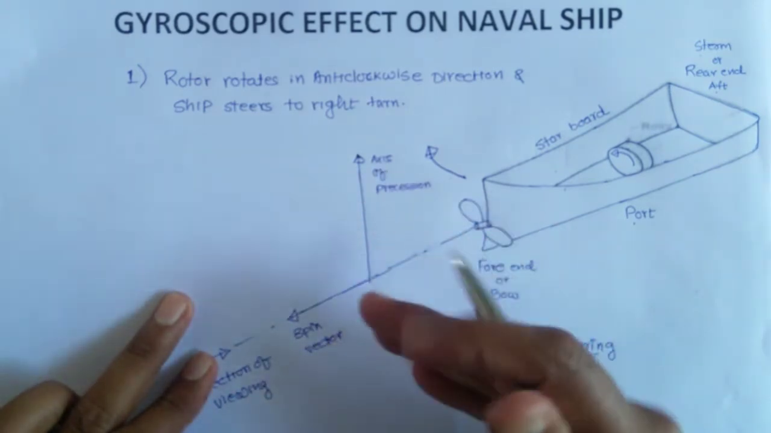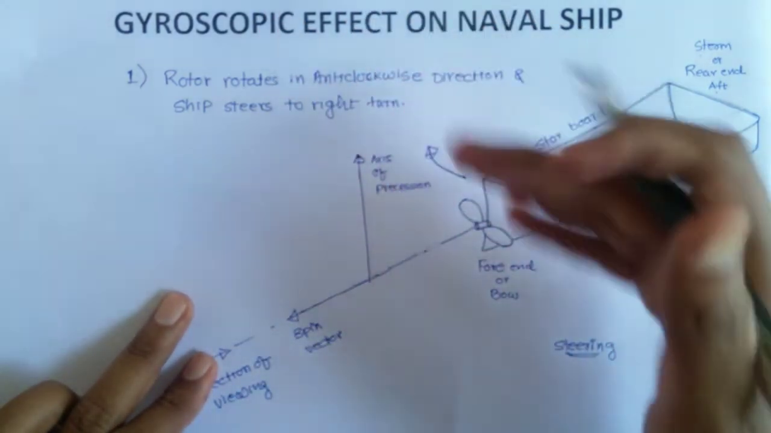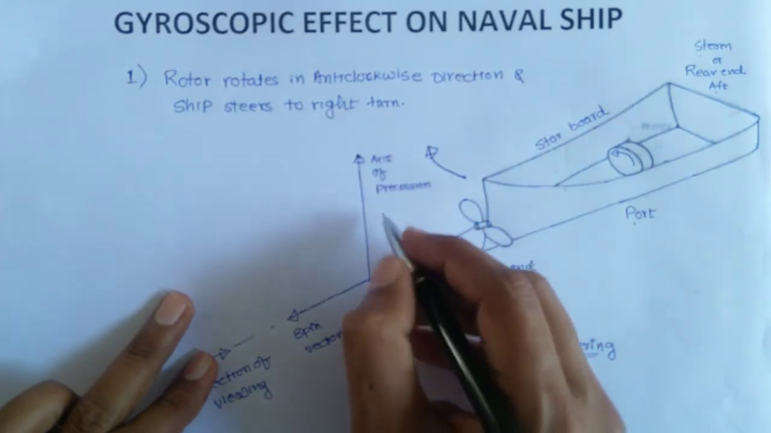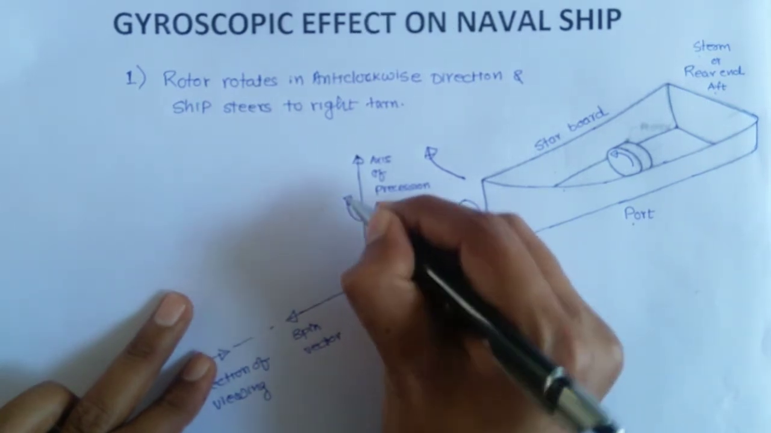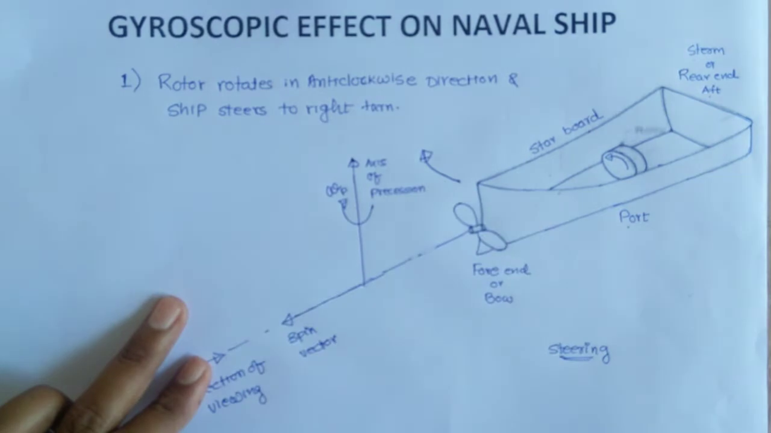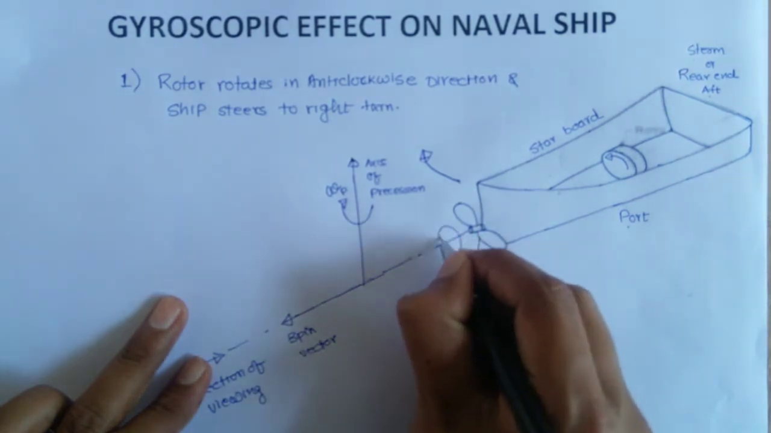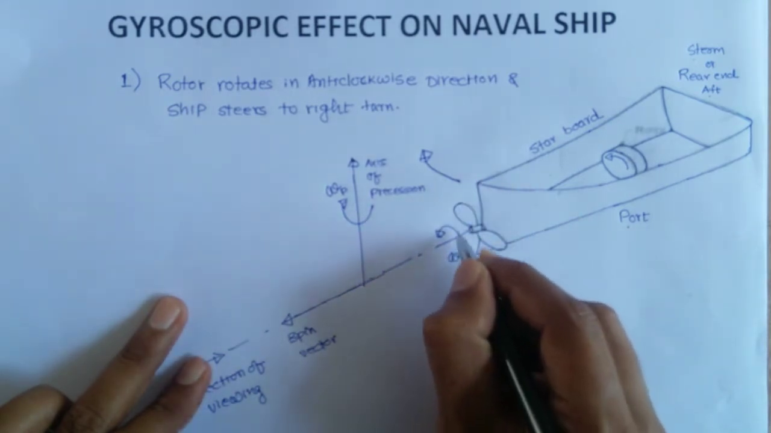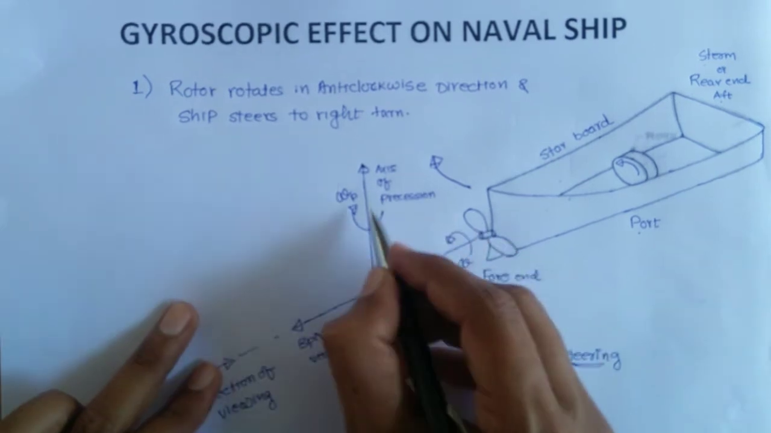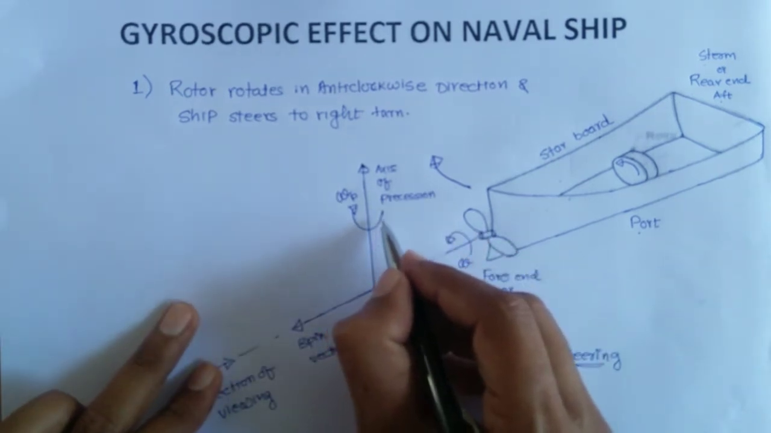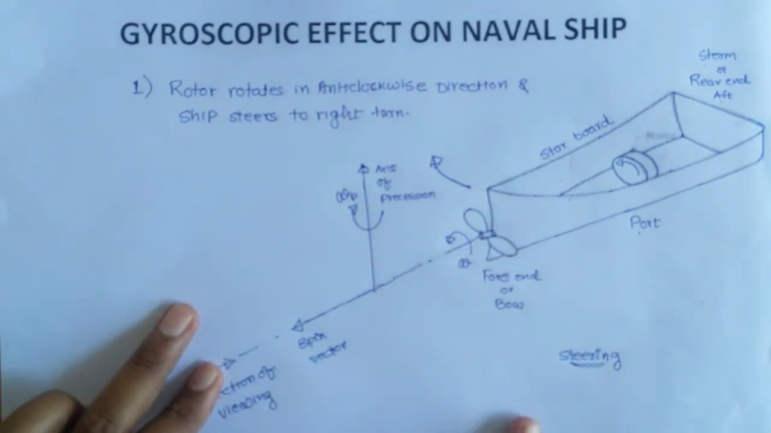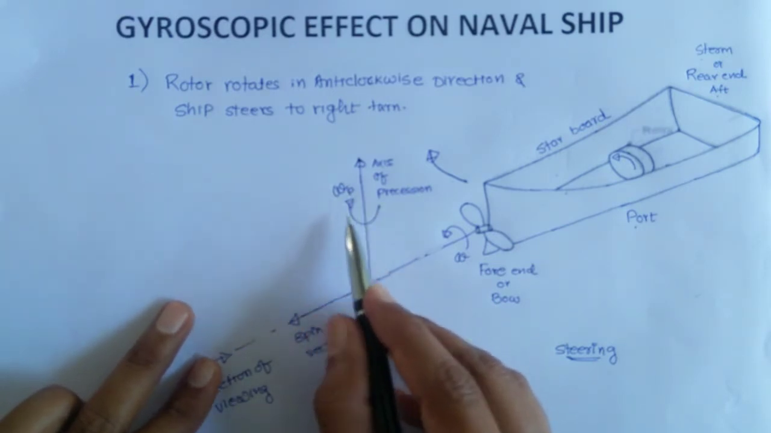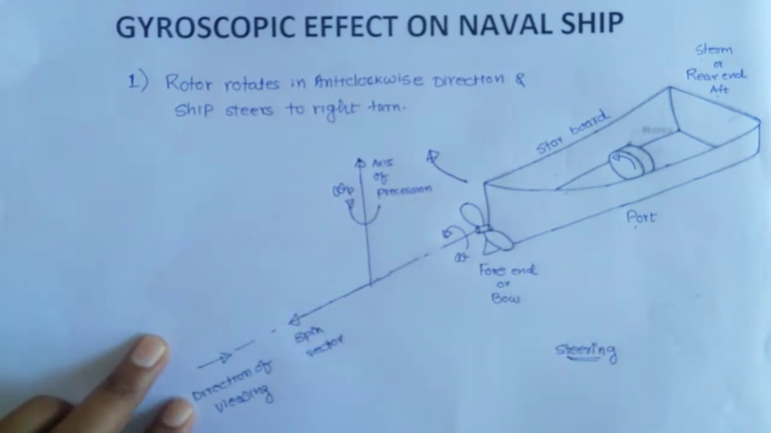We know that our ship is taking a right turn, so our ship will turn about this axis of precession in this way. This is the angular velocity of precession. And our rotor is rotating in anti-clockwise direction, so this is the angular velocity of the rotor, and this is the angular velocity of the axis of precession, which is called the angular velocity of precession.